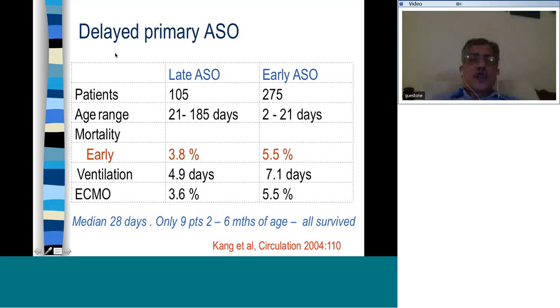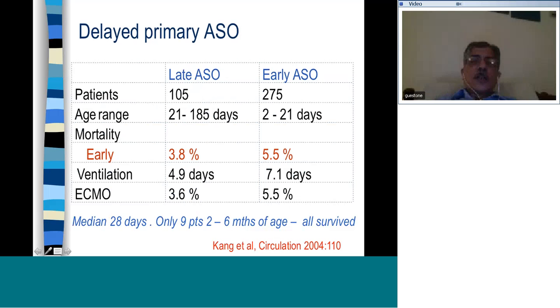And the Great Ormond Street group again extended their experience further, and they published their results in Circulation with 105 patients of late ASO performed up to 6 months of age, again showing no difference in mortality.